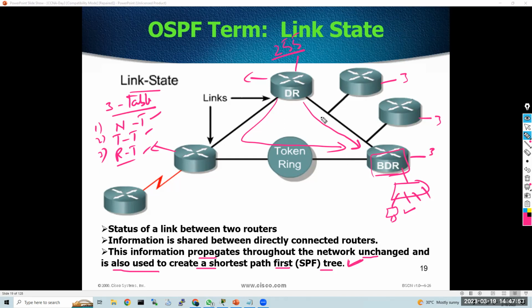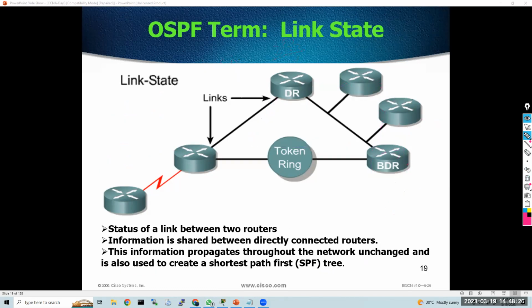Maybe if this link goes down, what happens? It has to route via this one, right? Maybe you are connected like this also, so it can reach via this one too. That means it now has three paths, and like this we can have n number of paths. So you will find redundancy here. Once a link goes down, you can automatically route the traffic to another link. That is a very good advantage in OSPF. I hope it's clear, right?